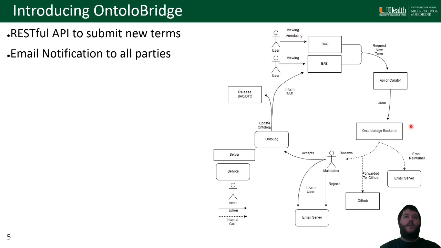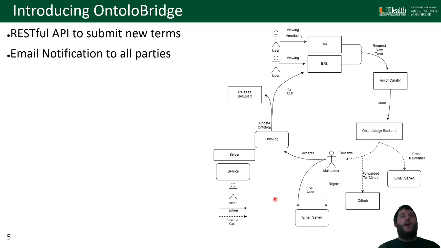Once the OntoloBridge backend determines what ontology this should belong to, it will then email the maintainers, and the maintainers will be notified and can update the status that they're reviewing the term, and then decide, hey, this doesn't really fit. Maybe this doesn't work in our ontology, maybe there's a disagreement about where in the hierarchy it fits, so they can reject it outright, or they might try and communicate with the user directly.